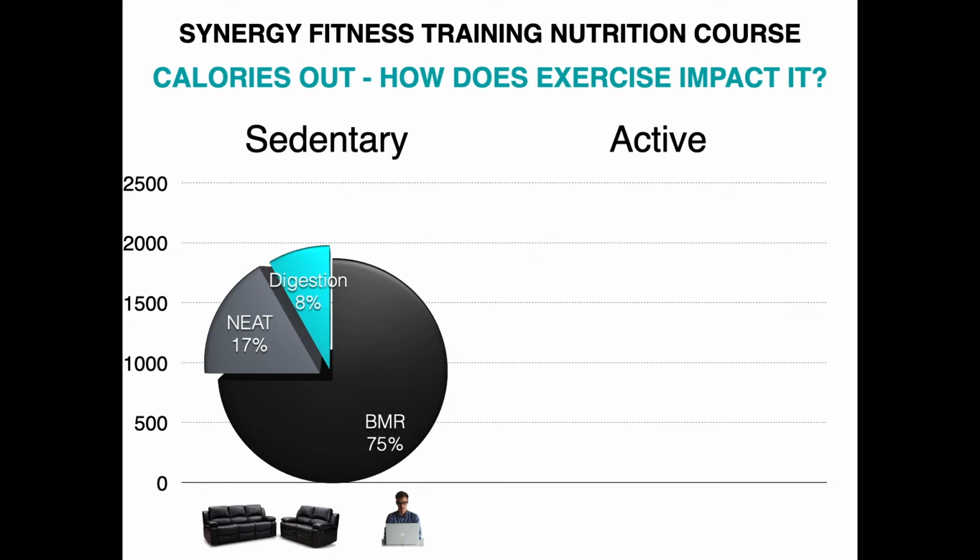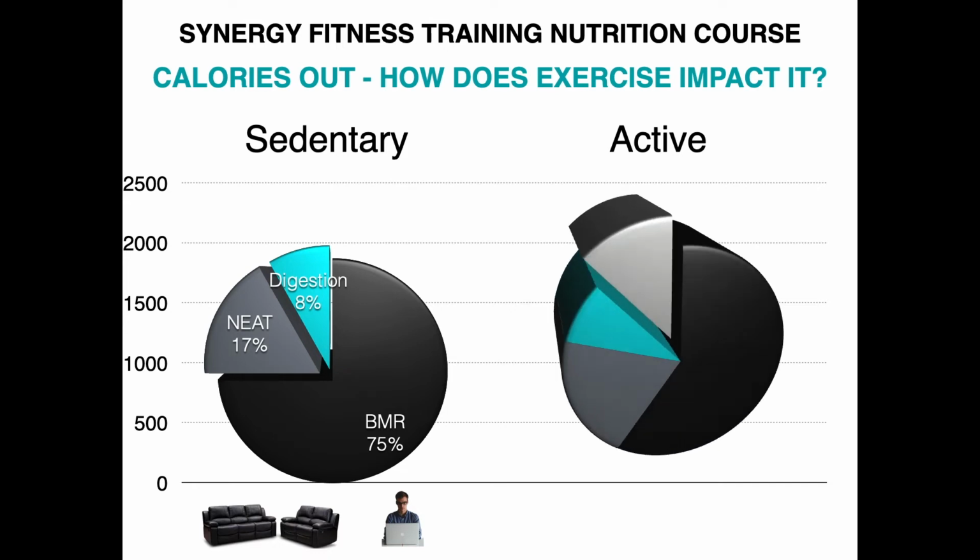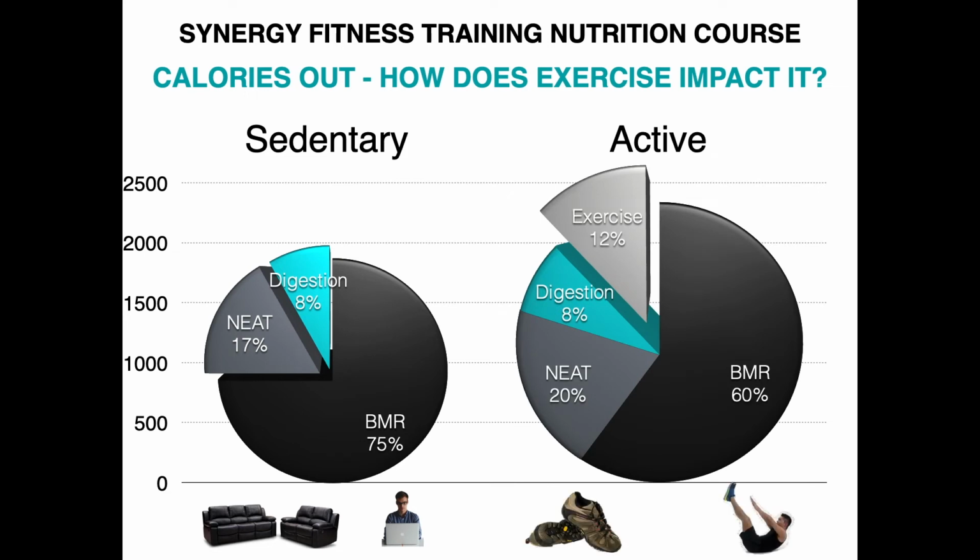It's essentially all of your unplanned exercise activity. It's the sum of all your daily movement that doesn't include planned exercise sessions. And then finally again, we have digestion to complete the circle. So now let's compare that to an active person, someone that exercises often and gets up and walks around a lot. You can see that included in this circle is BMR again, NEAT, digestion, and also exercise.